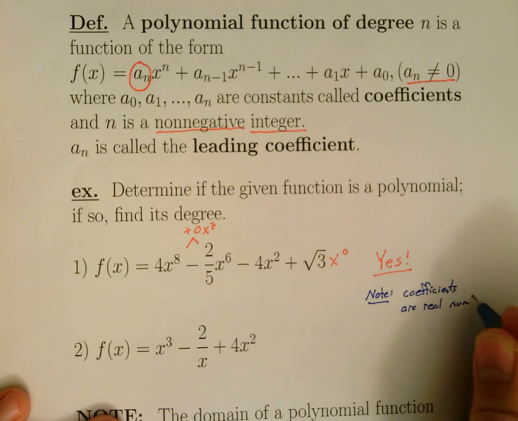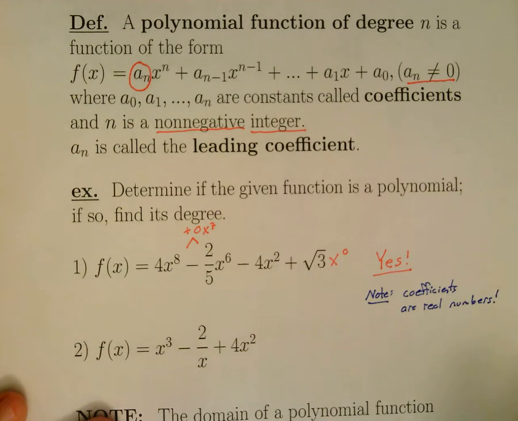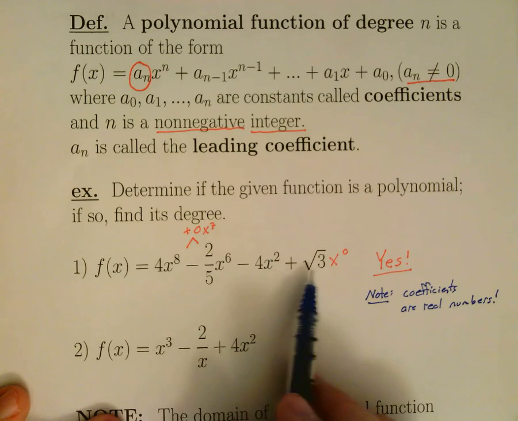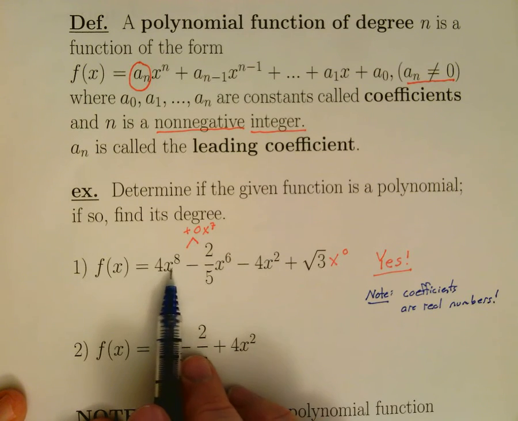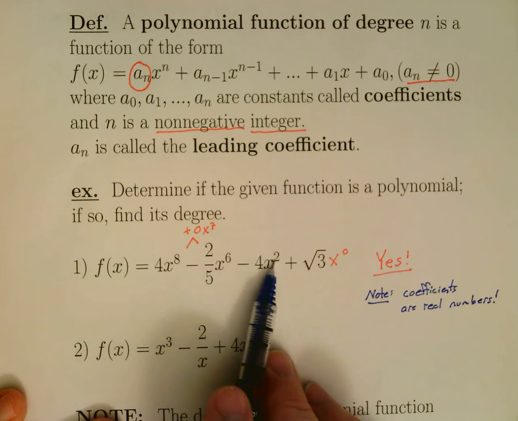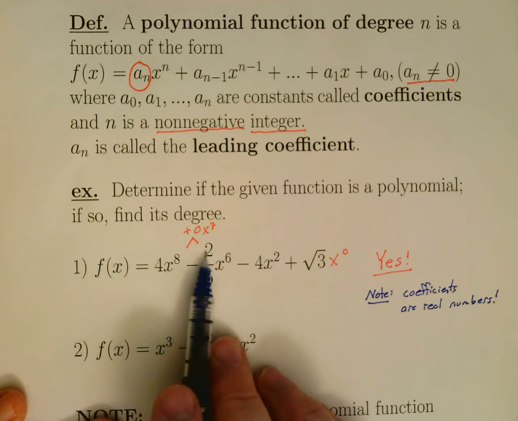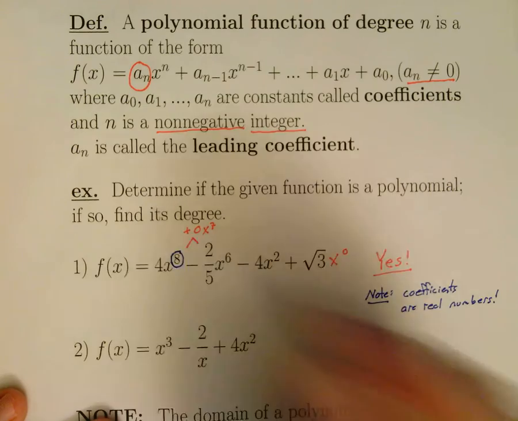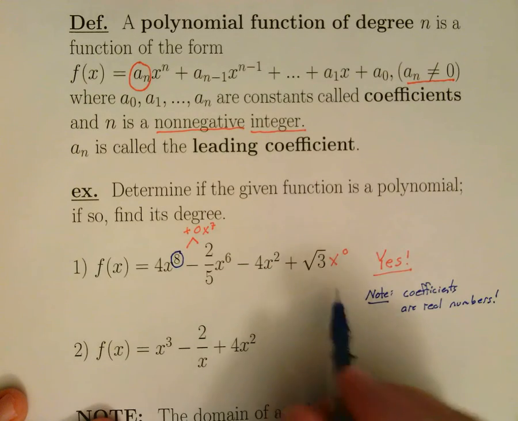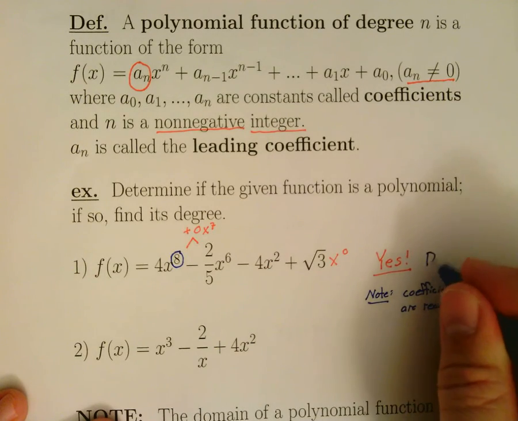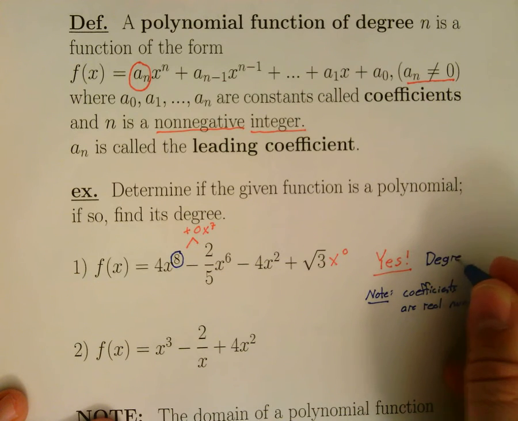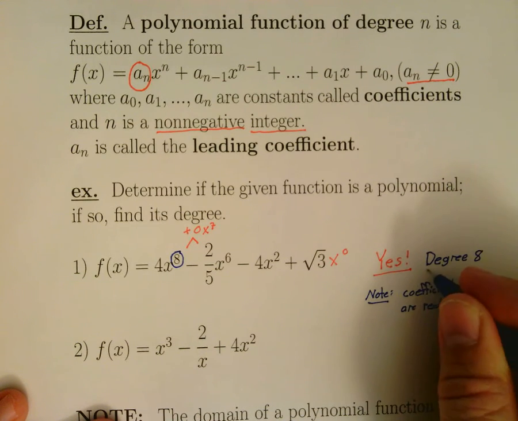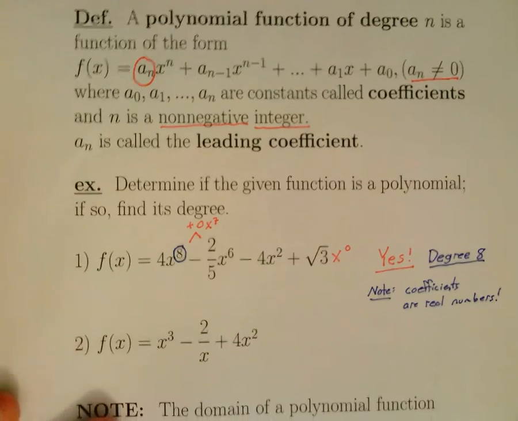The next thing I need to ask is, what is the degree? Remember, the degree is the highest power. So the exponents I have are 8, 6, 2, 0. I can even include the 7 if I want. But which one is the highest? The answer is the 8. That's what we use to determine the actual degree. So the degree is going to be 8. That's our two answers for that.